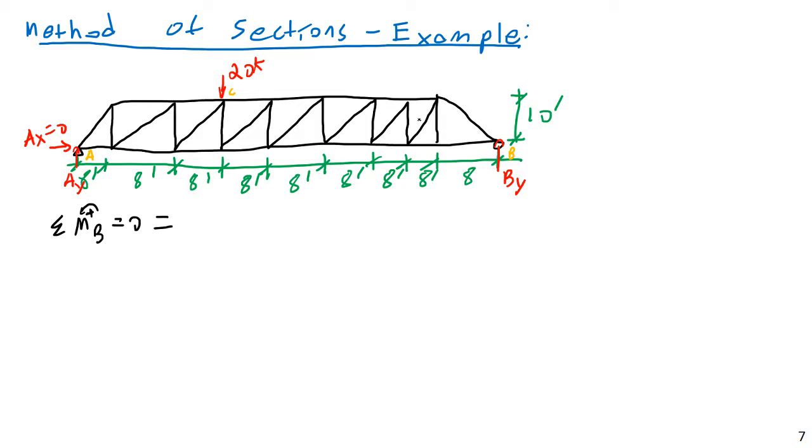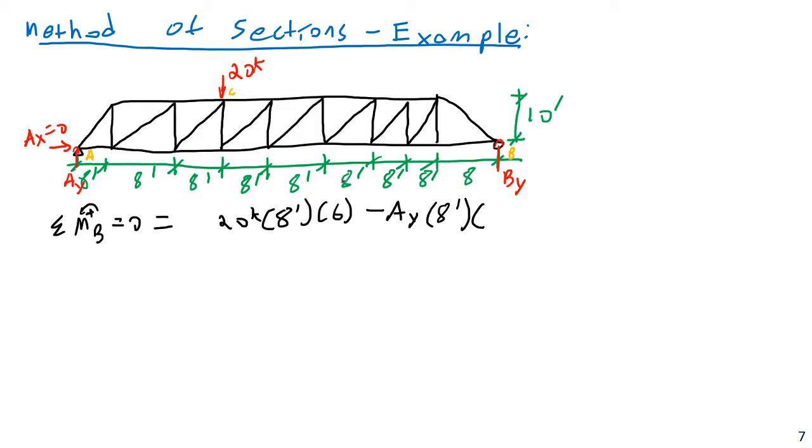And then I'm going to have 1, 2, 3, 4, 5, 6, 7. I'll double check that. 1, 2, 3, 4, 5, 6. Sorry about that. 6 bays to our 20 kip force here. So that's going to be a force of 20 kips times a moment arm length of 8 feet times 6 here. And then minus AY times 8 feet times, there will be 8 bays there.